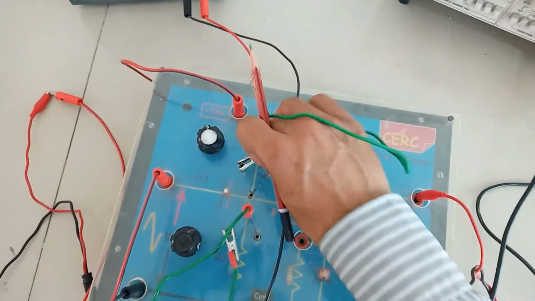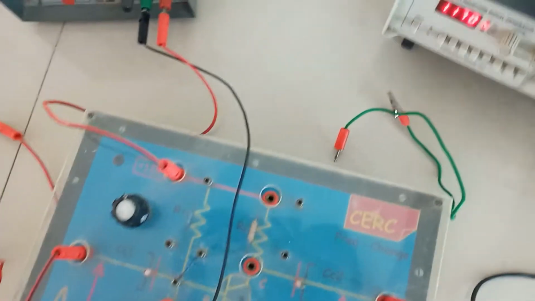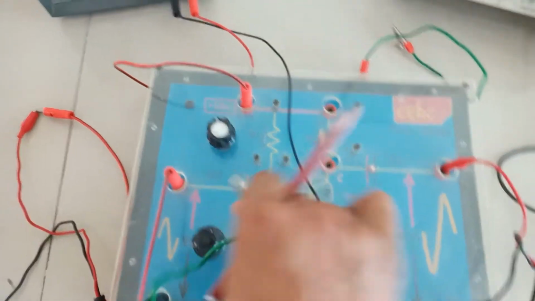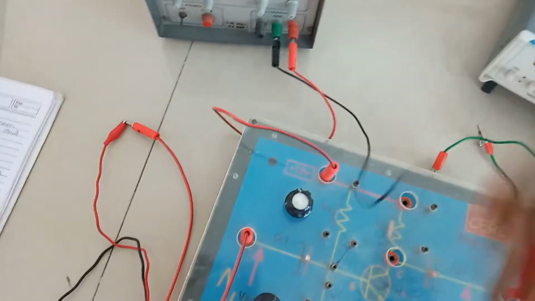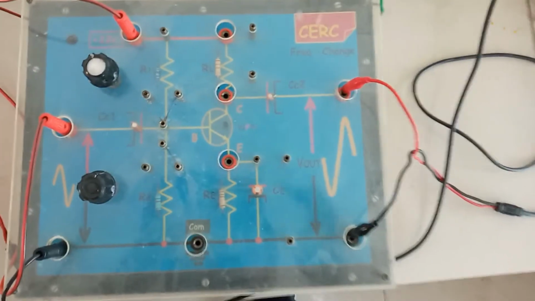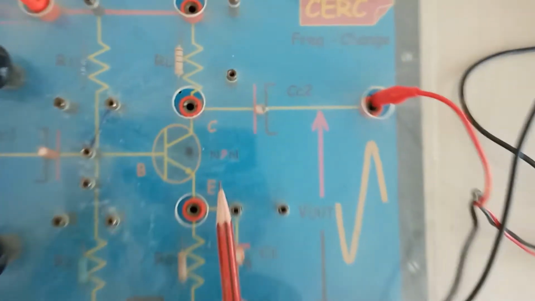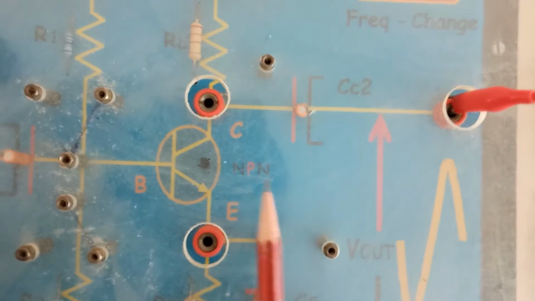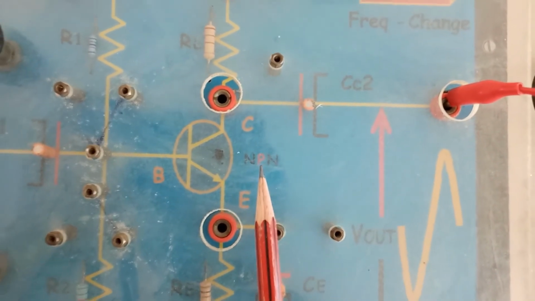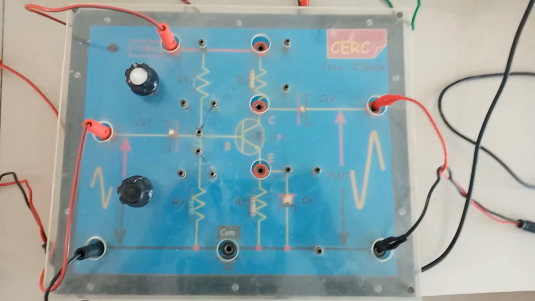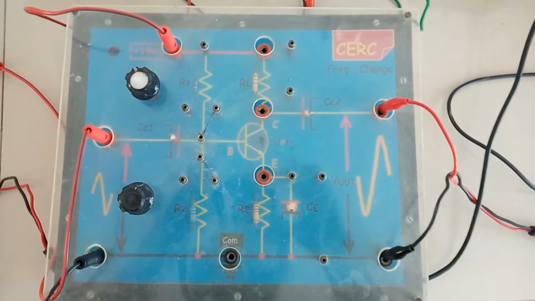Let me disconnect everything first of all, then we will connect one by one so that it will be more appropriate. Now as you can see here, an NPN transistor has been connected. This is the board circuit diagram which we have to use.